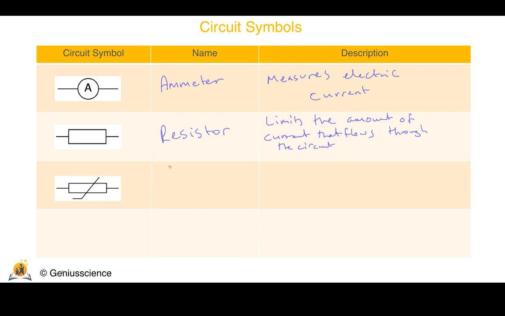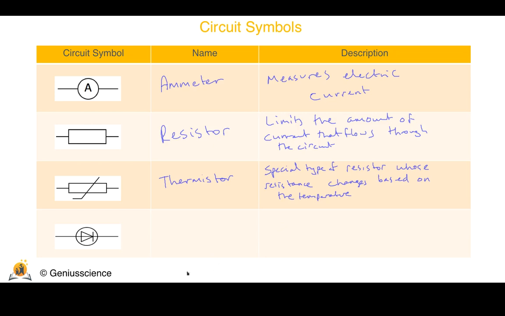This symbol here is that of a thermistor. And a thermistor is a special type of resistor whose resistance changes based on the temperature. Moving on now to our next circuit symbol. This circuit symbol here is a diode. A diode allows current to flow in one direction only.